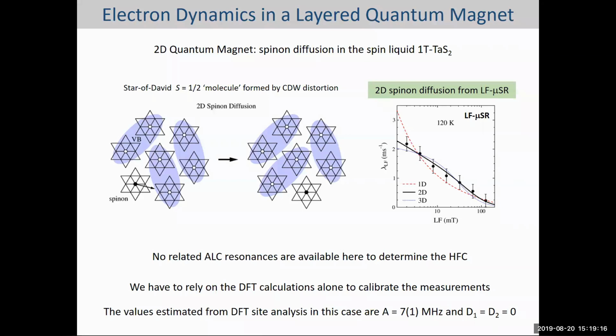And one is looking at spinon diffusion as you break valence bonds and move an unpaired spin from one place to another. So if you look at the LF-muSR and compare it with the different dimensionality models, you see that the 2D model clearly provides the best fit compared to 1D or 3D. But we don't have the simple situation we had with the TCNQ salt, where we have a related ALC resonance. So we really do have to rely here on the DFT calculations alone just to calibrate the measurements. And we can use the quantum average value we got earlier for A for this purpose.